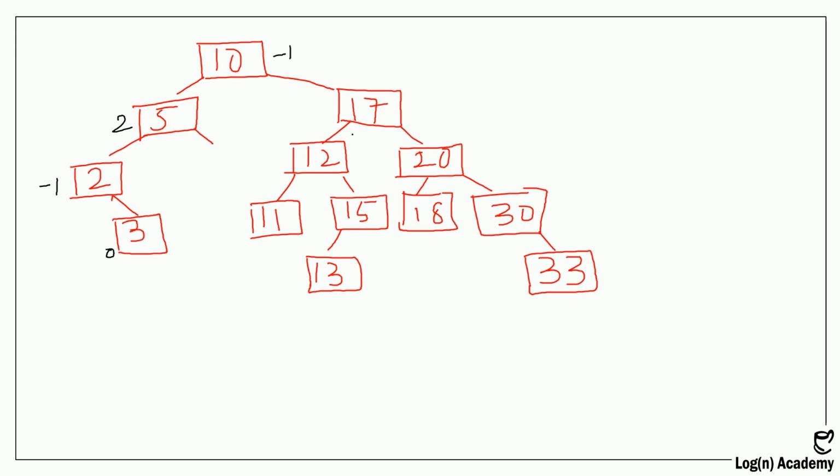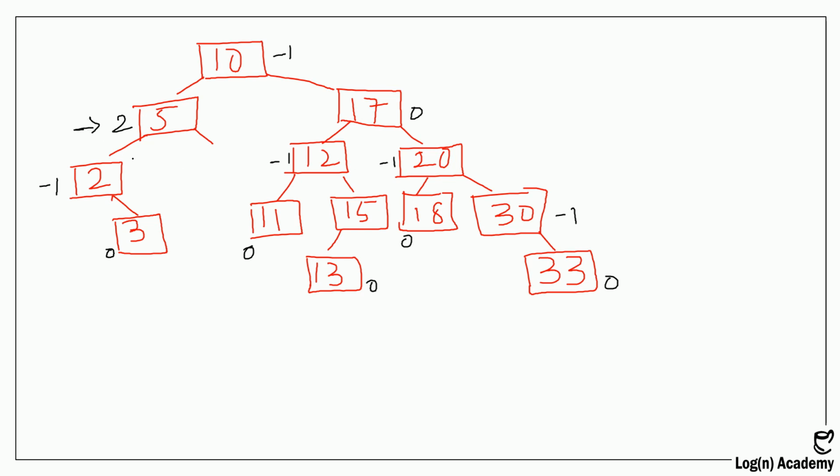As you can see, the balance factor of 13 is 0, the balance factor of 33 is 0, the balance factor of 30 is -1, 18 is 0, 11 is 0, and the others are -1 as well, and 17 is 0. So the balance factor of node number 5 is 2, which is not good.